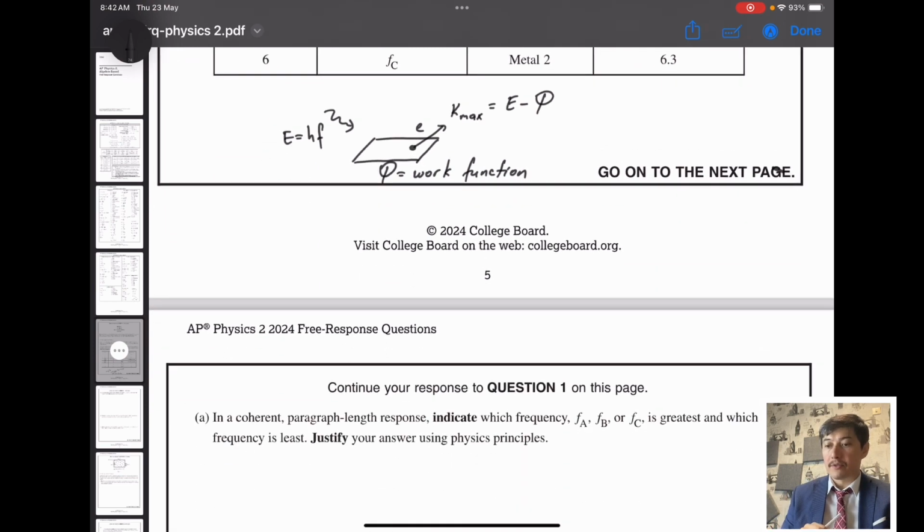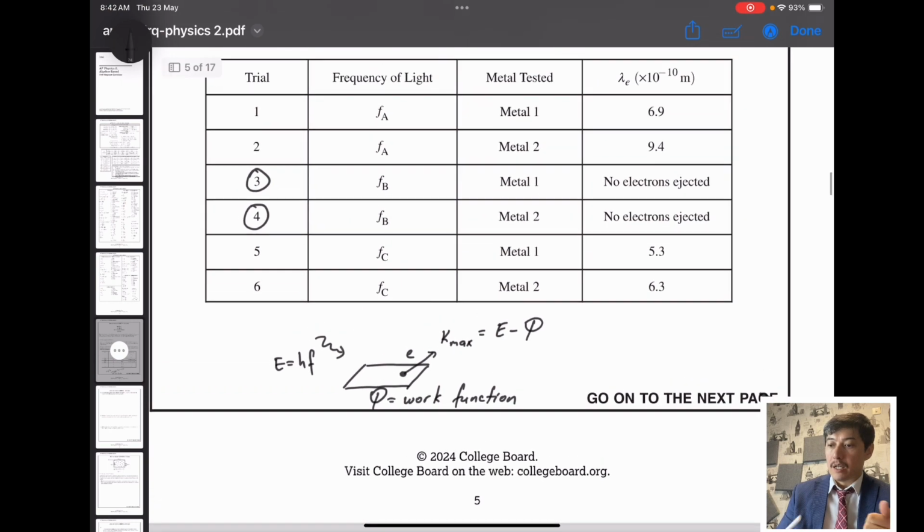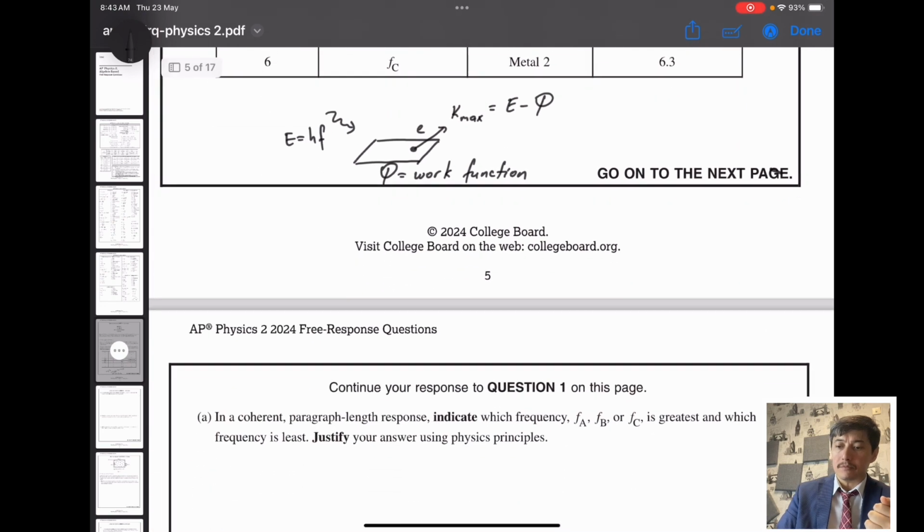Now let's compare the frequencies. We can see that the frequency is directly related to the energy. That means if you have higher energy, we have higher frequency. Less energy, less frequency. Good. Now, let's start with the least frequency because it's easy to see from the table. We can see that frequency B, trials 3 and 4, when this light was exposed on the metals, no electrons were ejected. That means energy of light B was the smallest. It was not enough to overcome the barrier. So let's start from there.